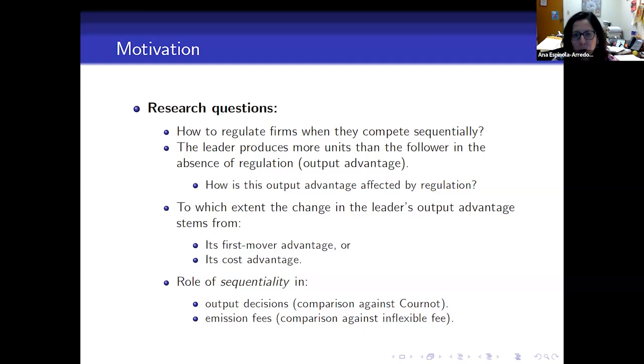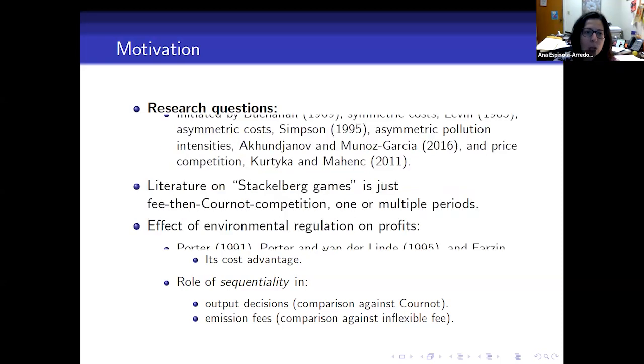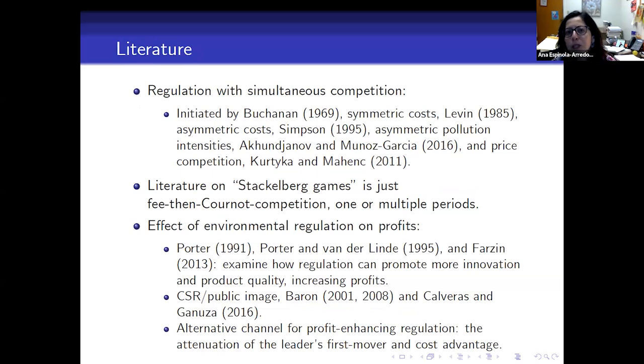I will also discuss the role of sequentiality, providing comparisons with simultaneous output decision with the Cournot model. And we will discuss a little bit the comparisons against inflexible fees. In the model that I will present, we will focus on the first best, in which the regulator is able to set an emission fee for the leader and for the follower, but we will compare and analyze what happens when there is inflexibility, in the sense that the regulator sets only one fee for the leader and the follower.